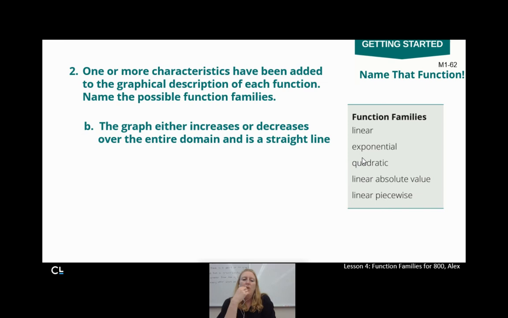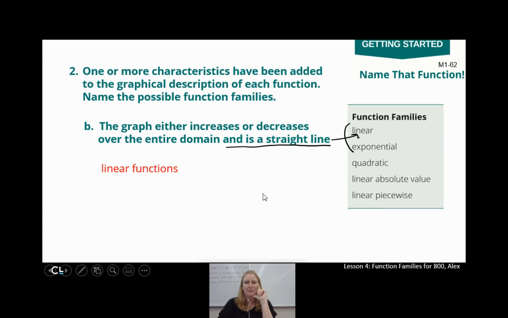Part B, the graph either increases or decreases. Okay, so if it can only increase or decrease, it's one of these two, right? Linear or exponential. So the graph either increases or decreases over the entire domain and is a straight line. Exponentials are curves. In order to be a straight line, that's got to be a linear function.